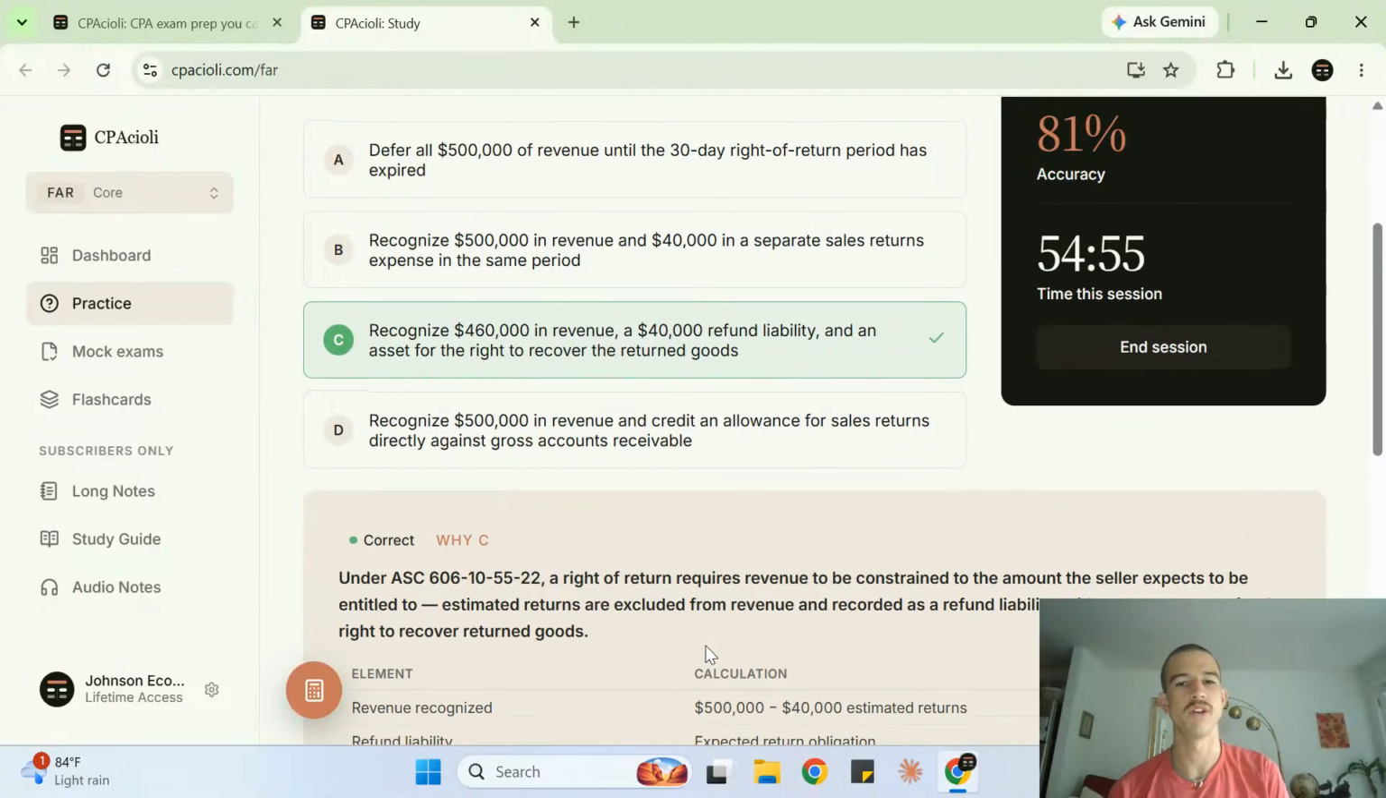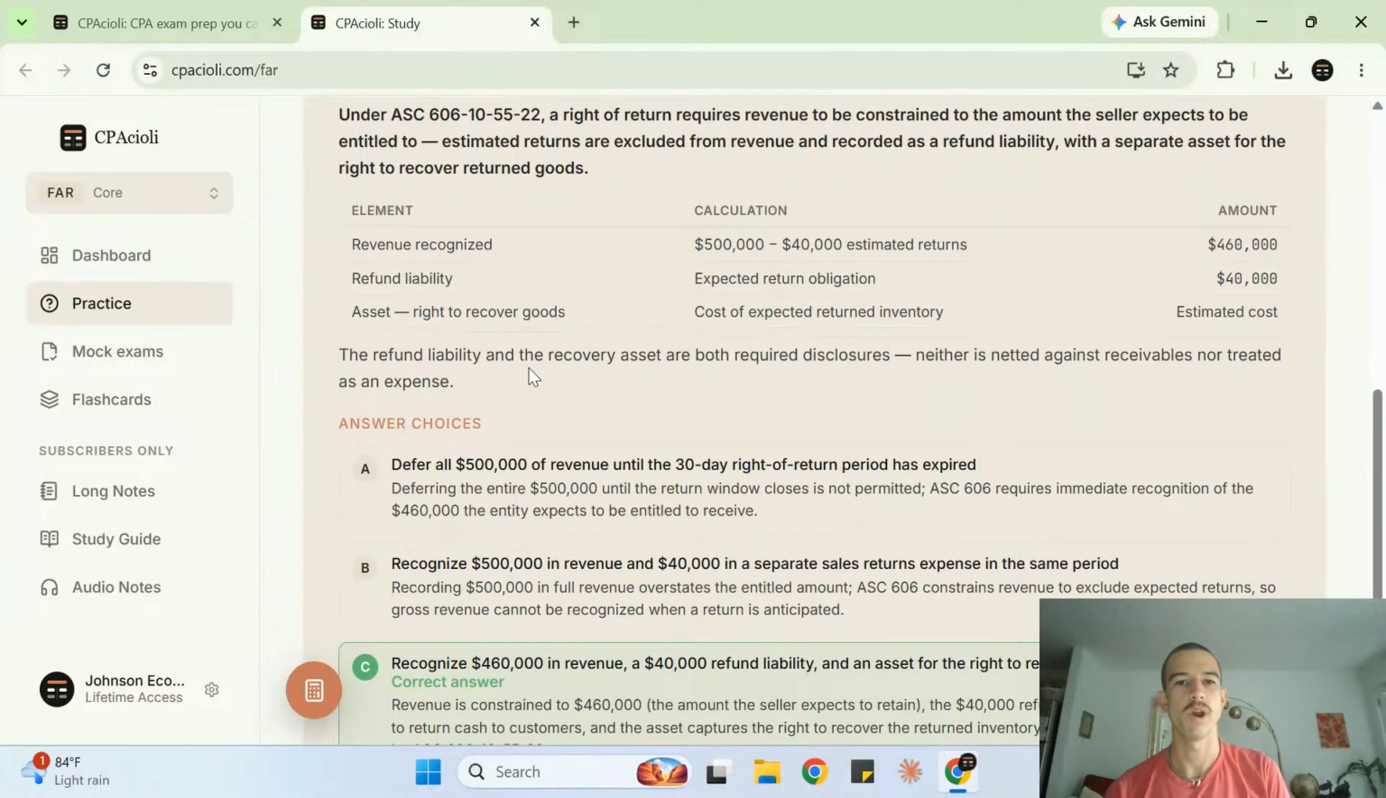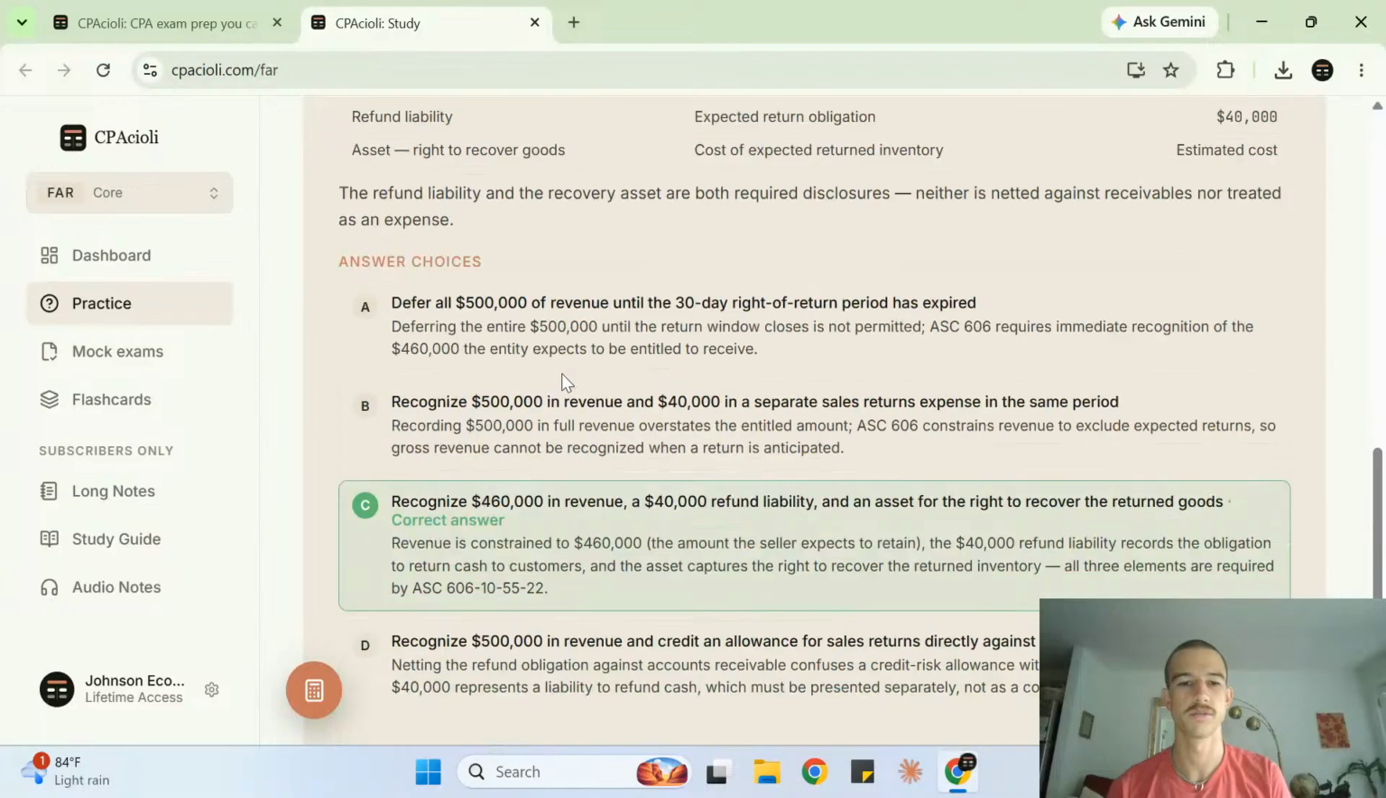Recognize 460K in revenue, a 40,000 refund liability, and an asset for the right to recover the returned goods. A right of return requires revenue to be constrained to the amount the seller expects to be entitled to. Estimated returns are excluded from revenue and recorded as a refund liability. So the returns are netted against the revenue. Net revenue is basically revenue minus estimated returns, with a separate asset for the right to recover returned goods.